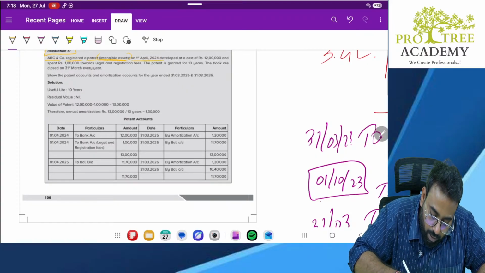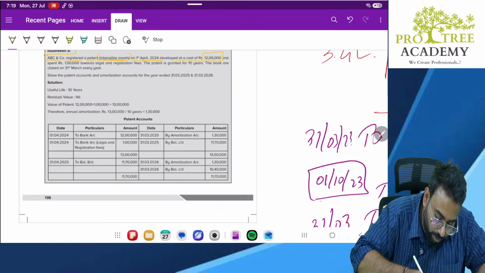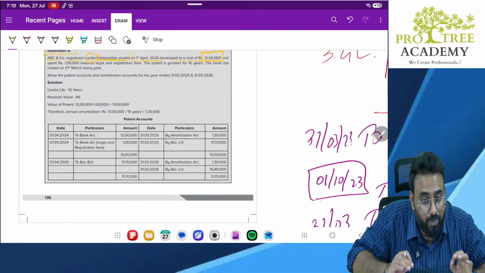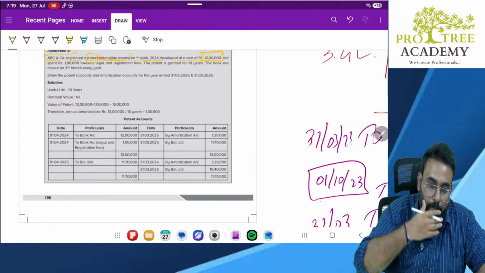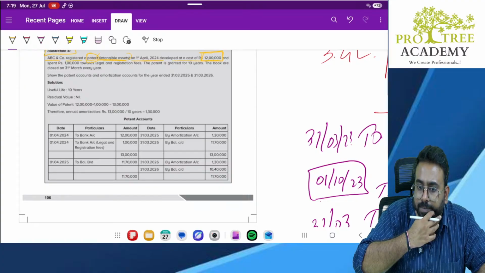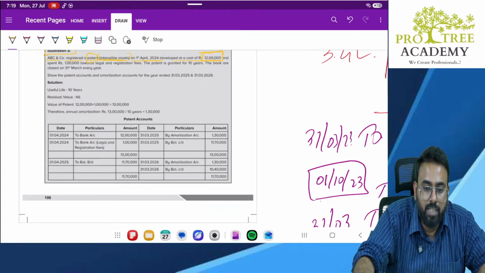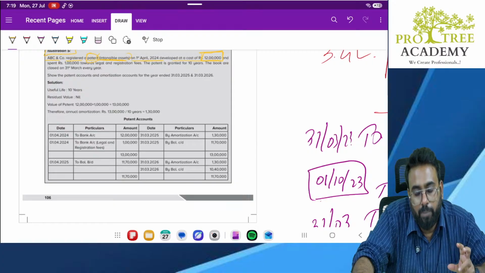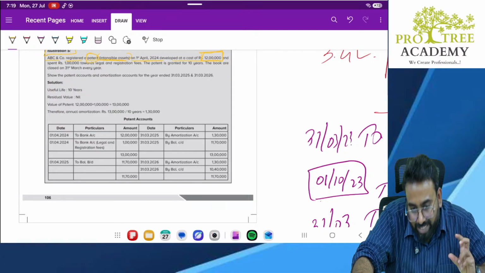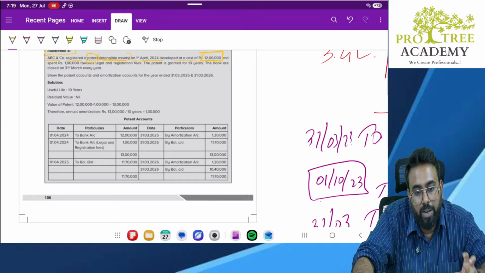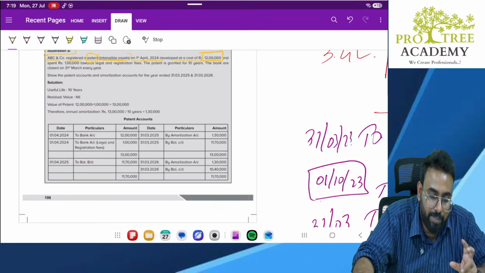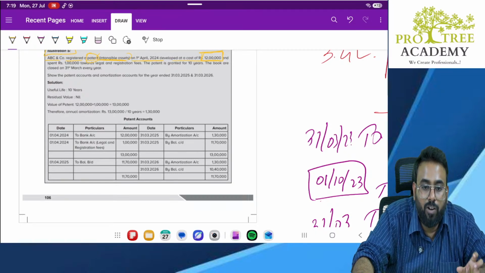On 1st April 2024, developed at a cost of 12 lakh. So they are telling you a patent was registered and the cost of that patent was 12 lakh. Not the cost of registration, the cost of developing that patent. Sir, what do you mean by cost of developing that patent? It is nothing but the R&D work which you have done. Patent means some formula you might have arrived at, some know-how, some new invention you have done. So that invention or formula or know-how will be registered. Once it gets registered, it will be called a patent. Clear? Okay. So for that patent which you registered, the R&D was 12 lakhs.